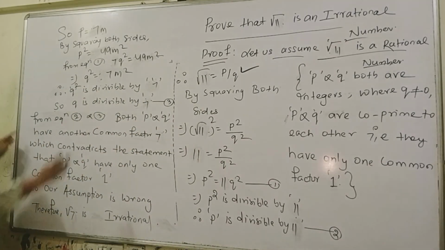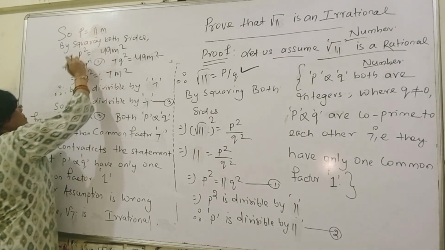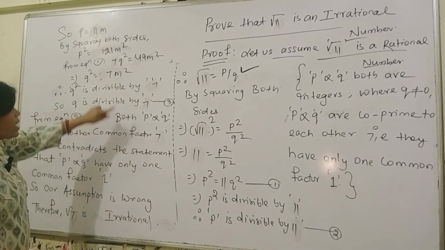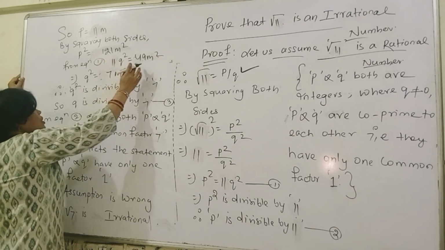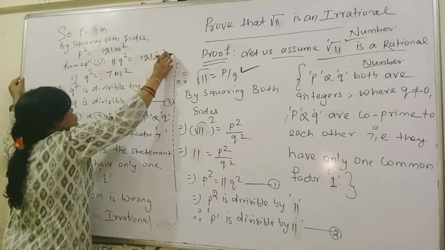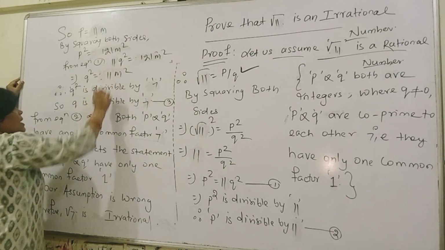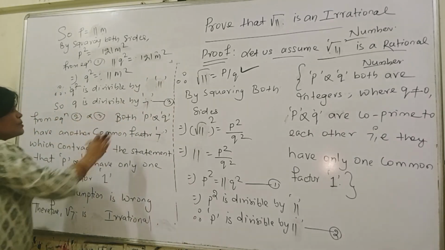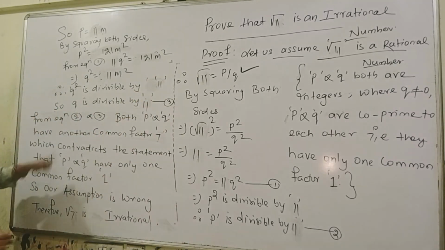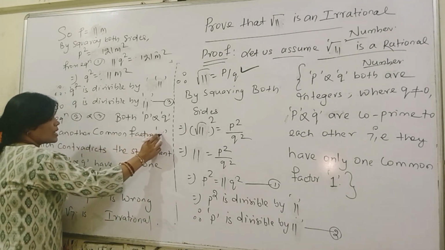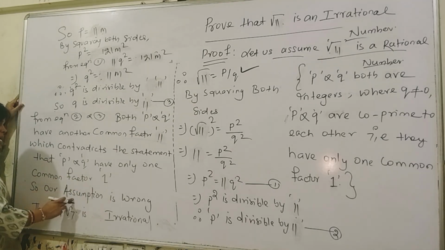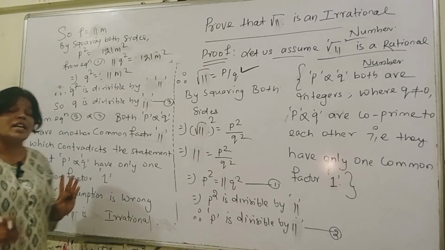Since p is divisible by 11, p is equal to 11m. By squaring both sides, p square is equal to 121m square. From equation 1, this becomes 11q square is equal to 121m square. So q square is equal to 11m square. Now q square is divisible by 11. So definitely q is divisible by 11. From equation 2 and 3, both p and q have another common factor, that is what? 11, which contradicts the statement that p and q have only one common factor, 1. So our assumption is wrong. Therefore, root 11 is an irrational number.